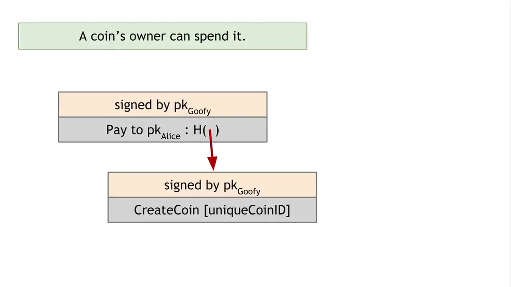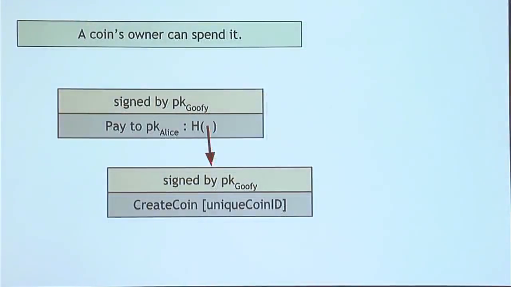The second rule of Goofy Coin is that whoever owns a coin can pass it on to someone else. They can spend it. So for example, here we have the coin that I showed you before that Goofy created. And now we're going to take a hash pointer to that coin. And then we're going to create a statement. Goofy's going to make a statement that says, pay this to Alice. Alice is being named by a public key here. Pay to public key Alice the coin that's represented by this hash pointer. And this is also signed by Goofy.